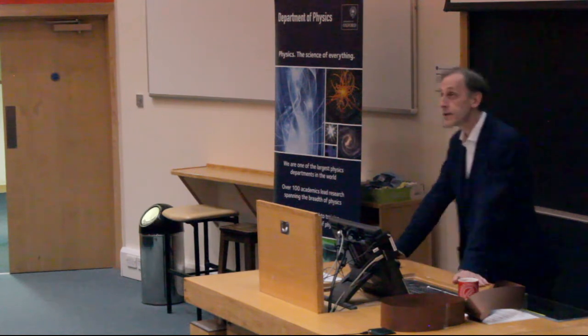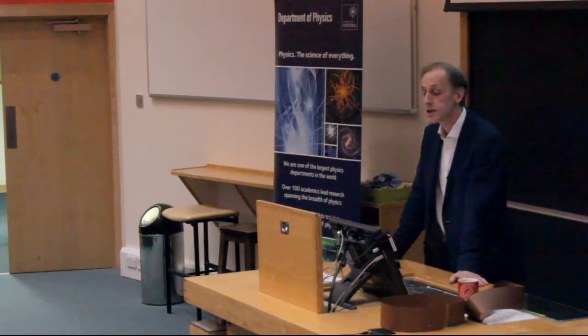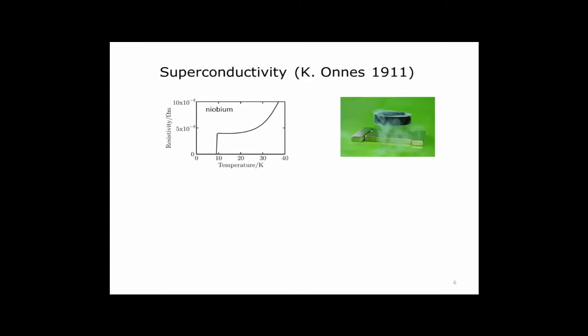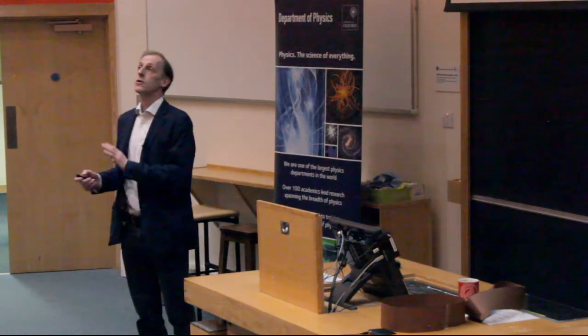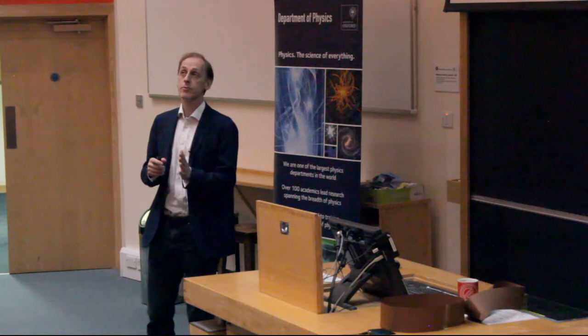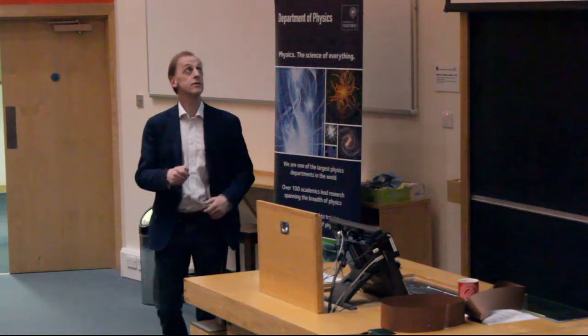Now, even at the time of Bloch, there was a phenomenon that was known which actually cannot be described by Bloch's theory, and this phenomenon is superconductivity, discovered in 1911 by Kamerlingh Onnes. And superconductivity is a property of certain metals which, when you cool them down to low temperatures, transition into a state which has absolutely no resistance.